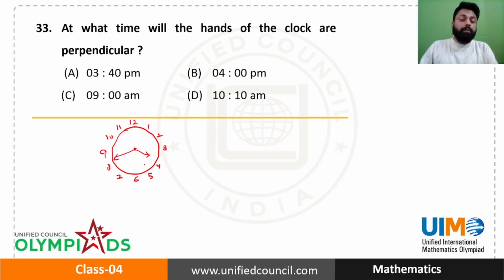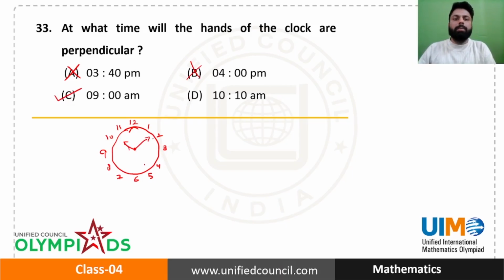Now if it was at 5, then it would have been 90 degrees, not the correct one. At 4 o'clock, this angle is obtuse angle, not the correct one. At 9 o'clock, this angle is 90 degrees. They are perpendicular.